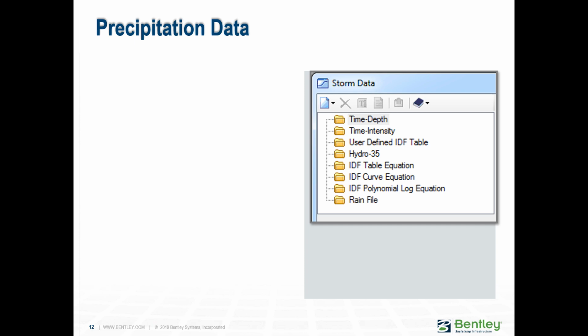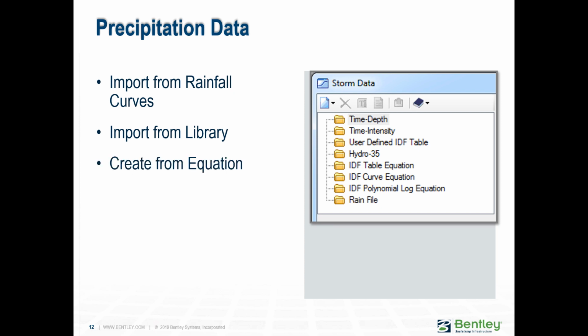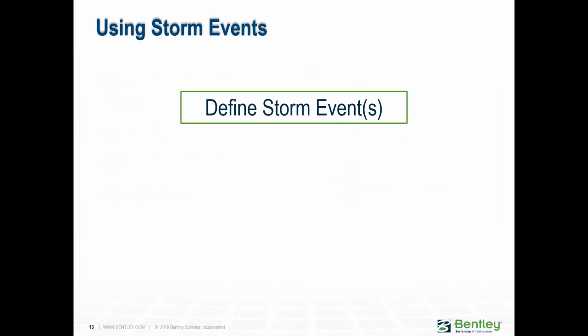Talking about the precipitation, there are lots of ways to enter the precipitation data. We don't do snowmelt yet in our software. So accessing the storm data menu, we have some options to import from rainfall curves. We can use the engineering libraries to save and store your most used precipitation information. You can create from equations, IDF equations, or you can use your own curve.